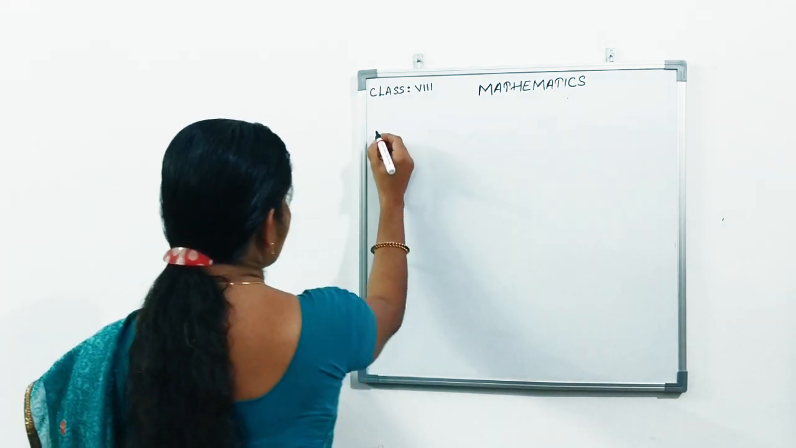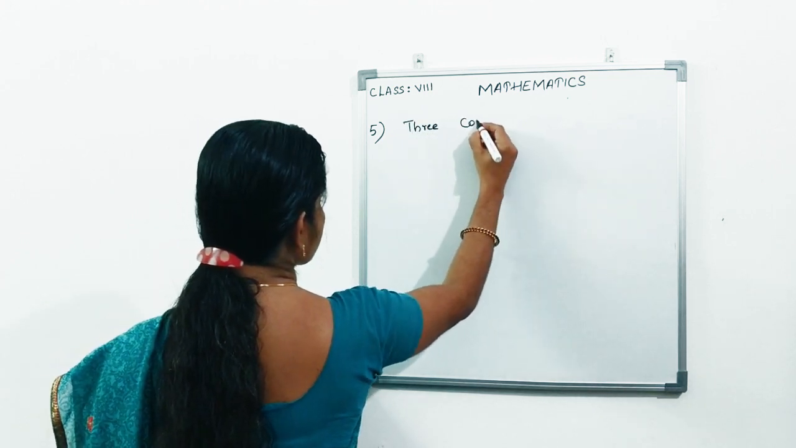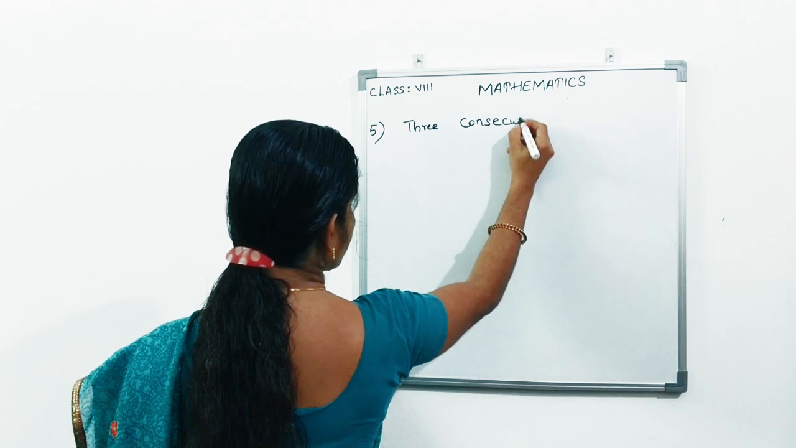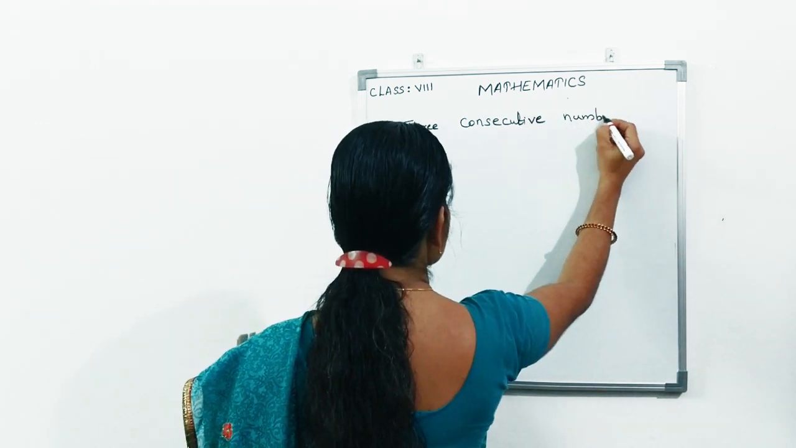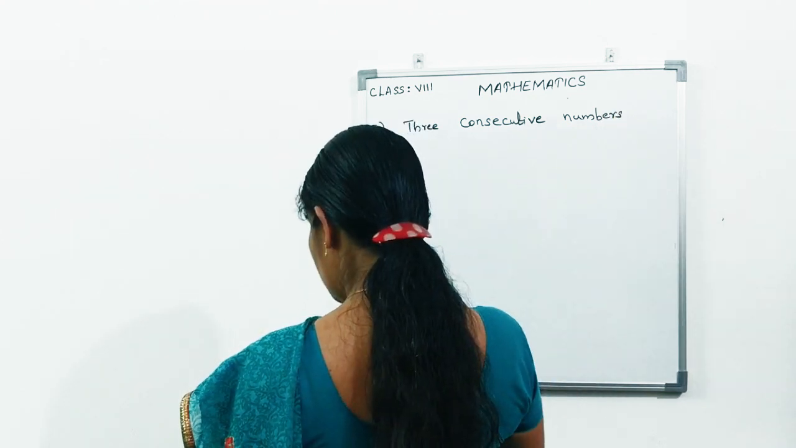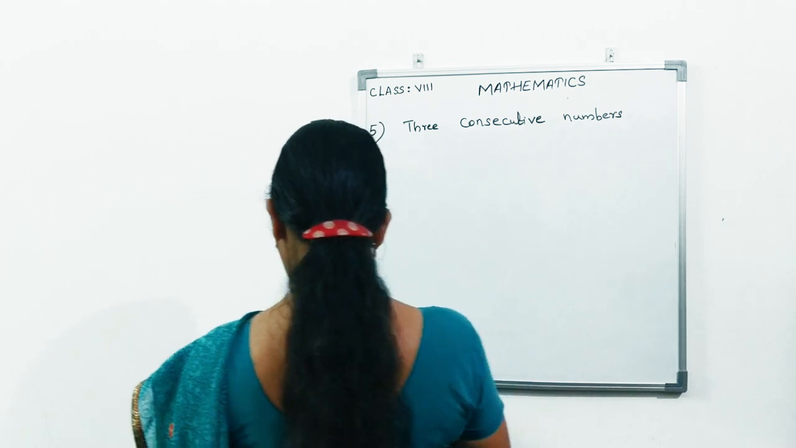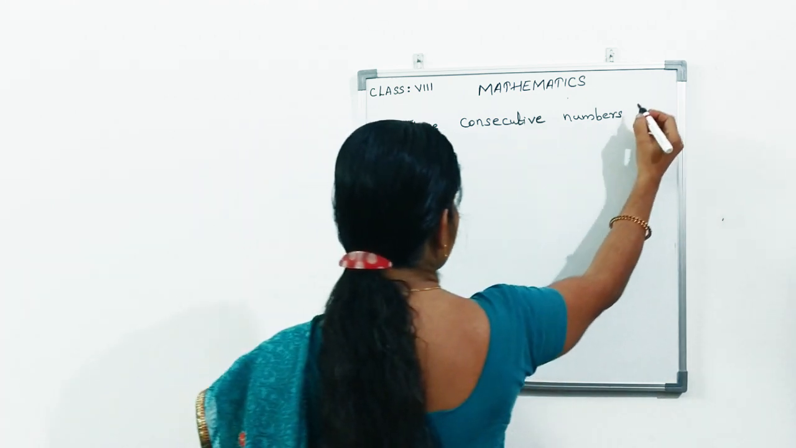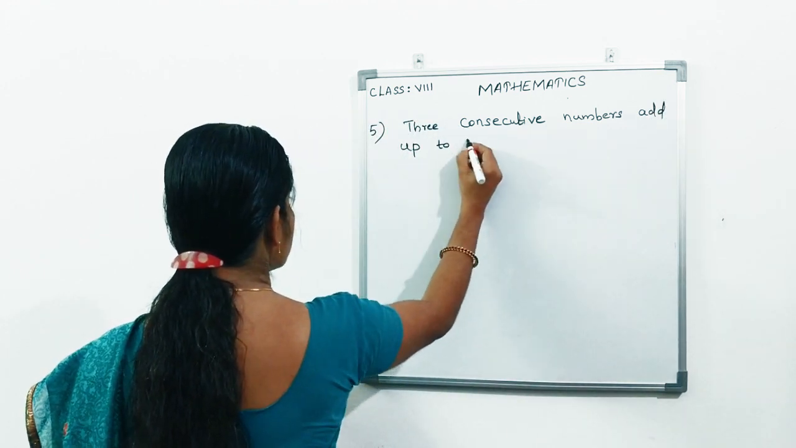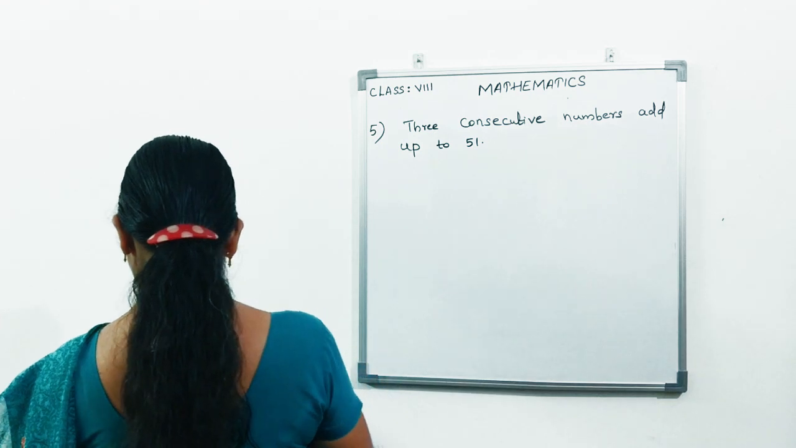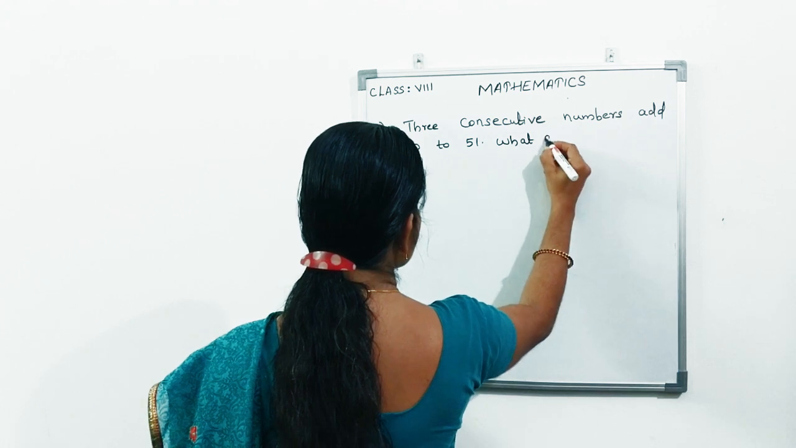Next question. Three consecutive numbers add up to 51. What are those numbers?